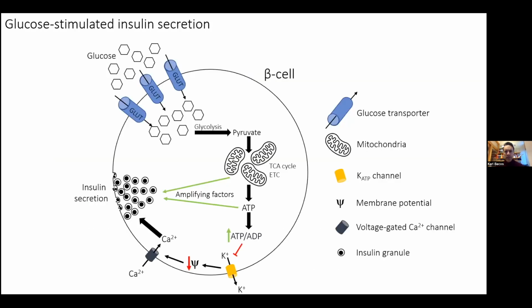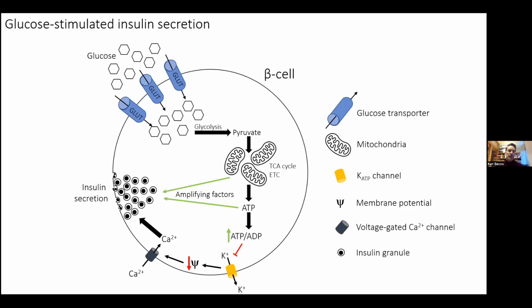And before I talk about that, I have to mention how insulin secretion is regulated. So glucose is taken up by glucose transporters. It's metabolized via glycolysis, and then pyruvate is formed. Pyruvate enters the mitochondria, where it enters the TCA cycle, and then that fuels the electron transport chain, resulting in production of ATP. This yields an increase in the ATP-ADP ratio, which closes the KATP channels. This leads to a membrane depolarization and opening of the voltage-gated calcium channels, and calcium rushes into the cell. And this calcium then triggers insulin secretion.